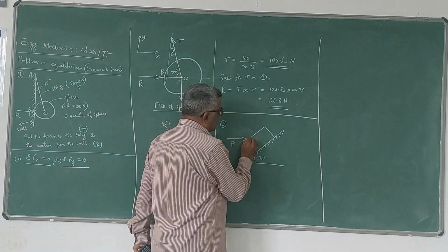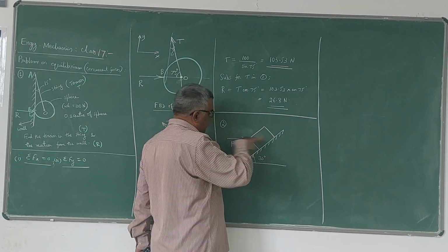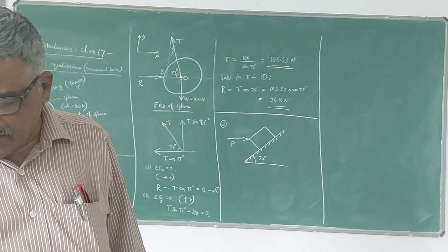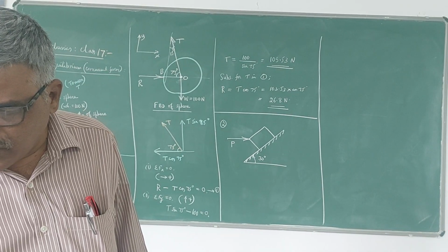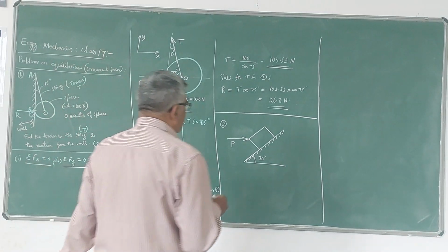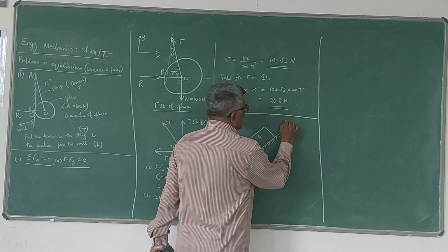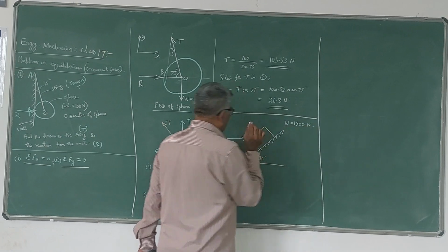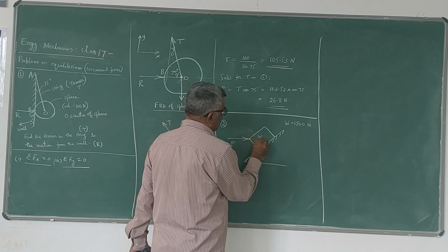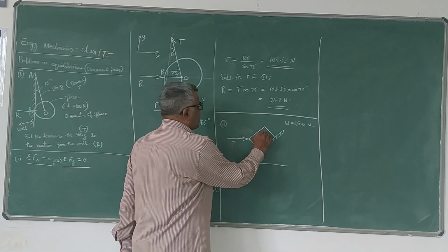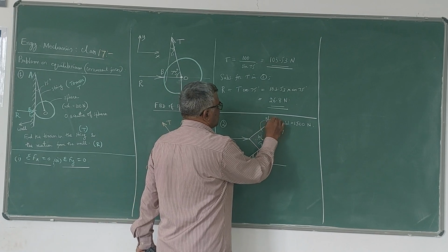To avoid that movement of the block, let us apply a force P in the horizontal direction, and also the weight of the block he has given is 1500 Newton. So weight of the block W is 1500 Newton. P is an unknown force. This P actually passes through the center of gravity of the block. He has given like this. This is the block.